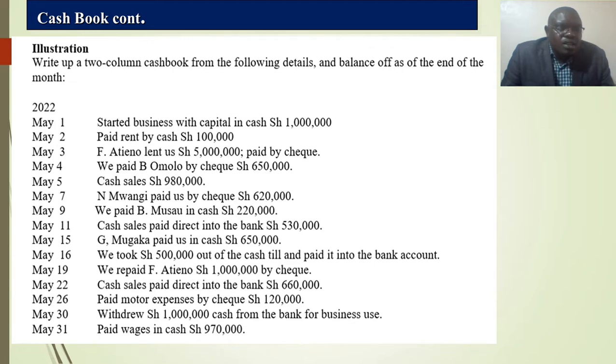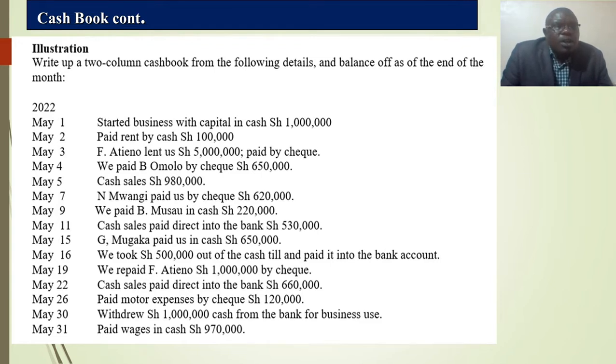On May 19th, F. Atieno was paid 1 million shillings by check. On May 22nd, cash sales which were paid directly into the bank, 660,000 Kenya shillings. On May 26th, he paid motor expenses by check, 120,000. On 30th, we withdrew 1 million Kenya shillings cash from the bank for office use. And on 31st, paid wages amounting to 970,000 Kenya shillings in cash.